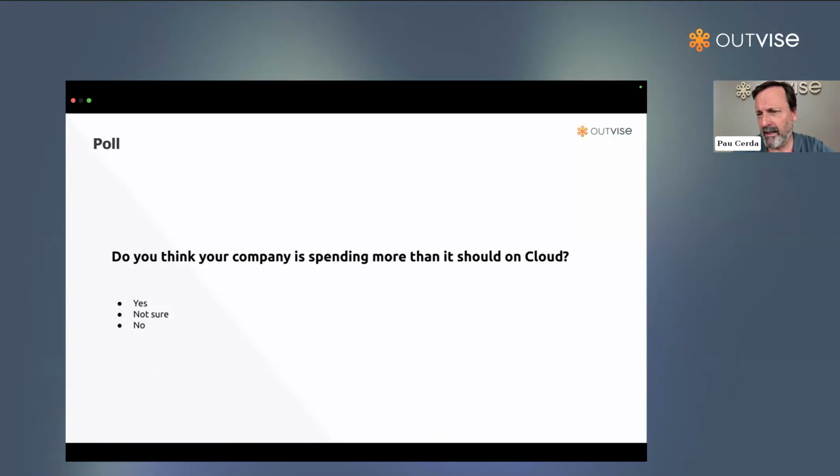And now what we would propose is to launch a poll among all the participants to tell us if you think that your company is overspending or not, right? So you have to respond here to the survey, and we'll see the results.